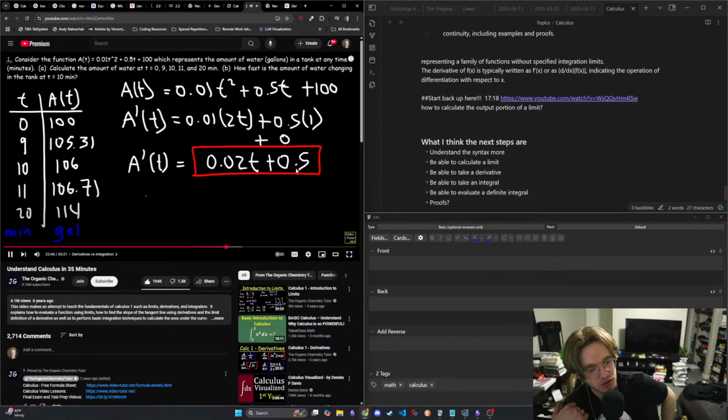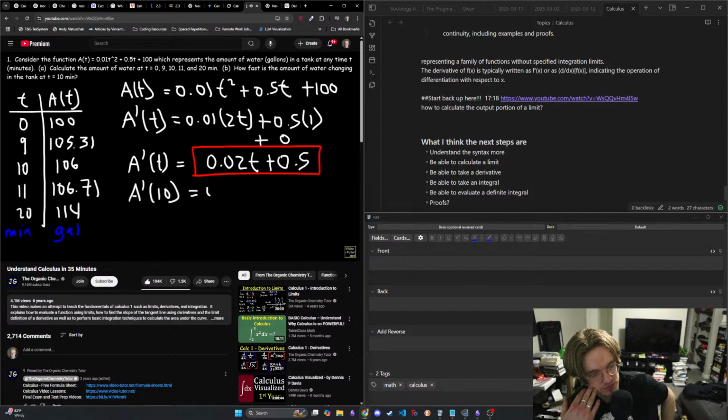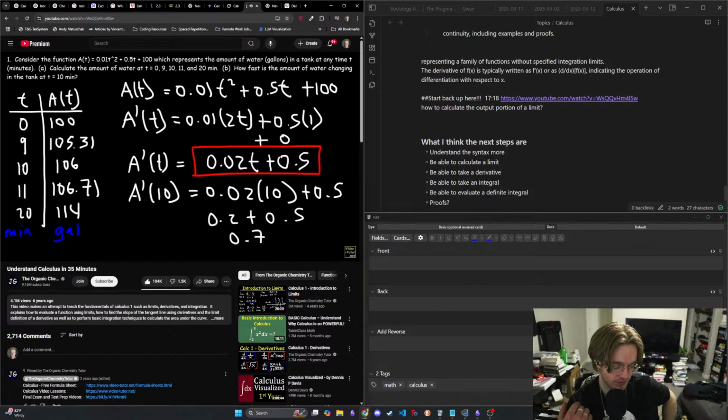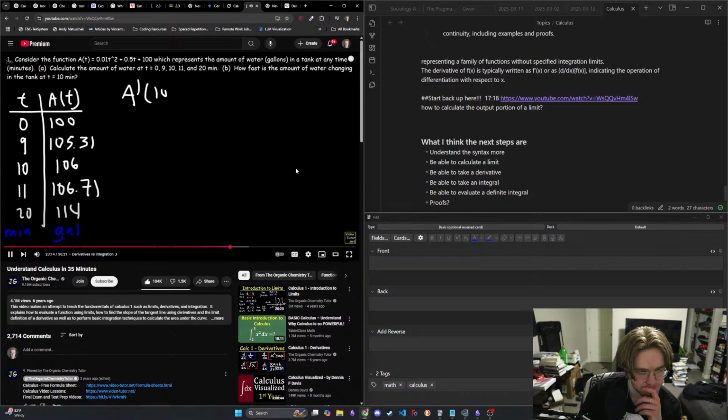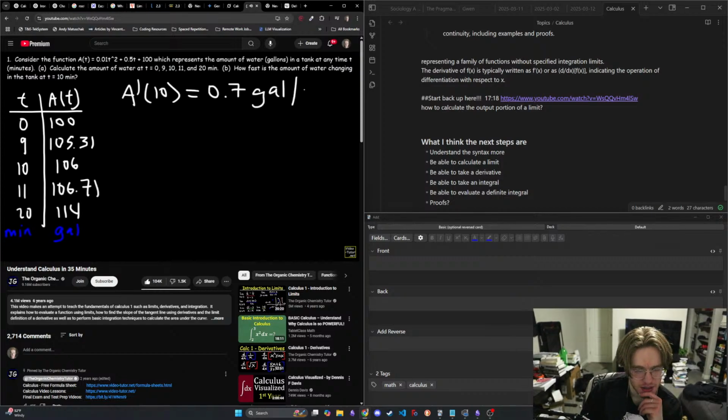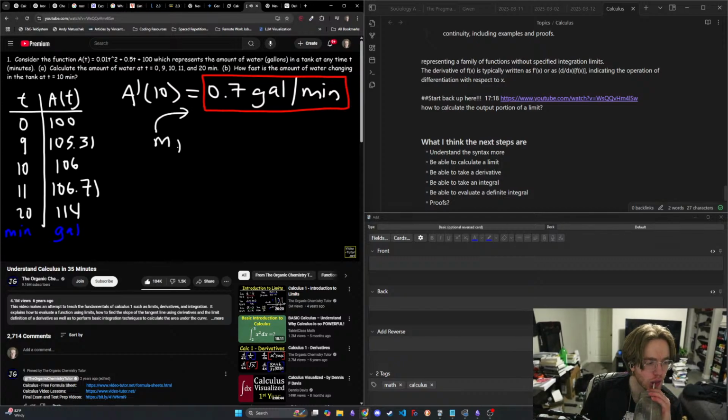At any time t. So we want to find out how fast it's changing when t is 10. So that's 0.02 times 10 plus 0.5. 0.02 times 10, that's 0.2. And 0.2 plus 0.5, it's 0.7. By 0.7 gallons every minute when t is 10. Now, if we were to graph the original function, this value will represent the slope of the tangent line.